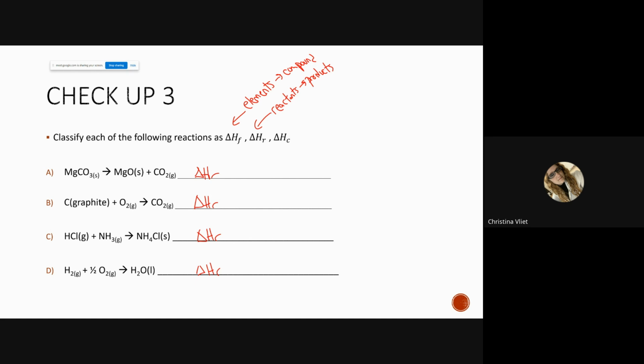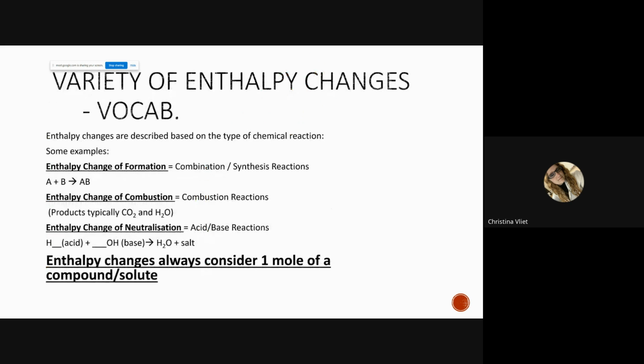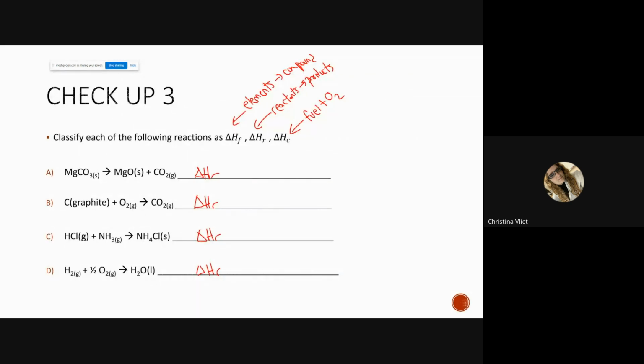What about combustion? What's the requirement? CO2 and H2O. Fuel plus O2, right? Something you can burn. You burn it. So for the last one, delta HR. Is there anything else that this can be, or is this just the delta HR? Just a delta H. That's it.